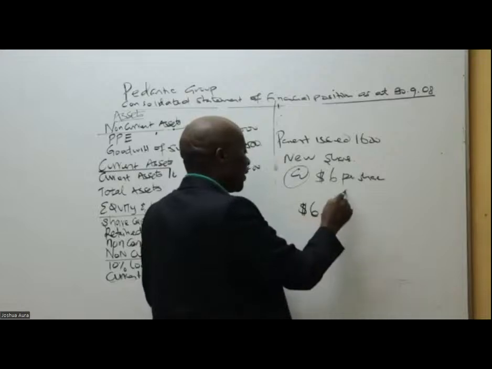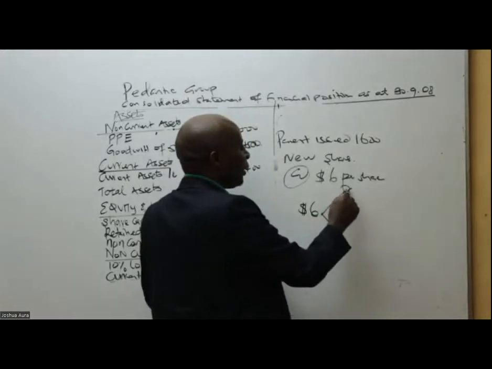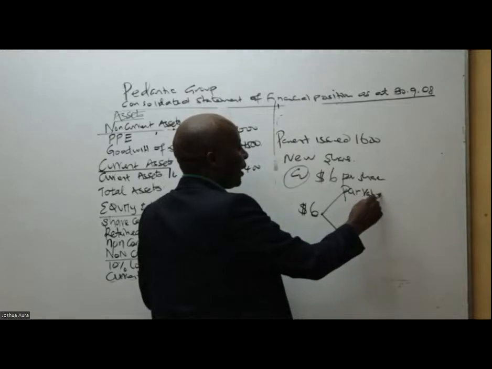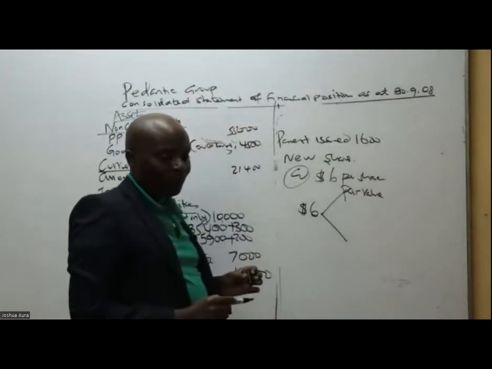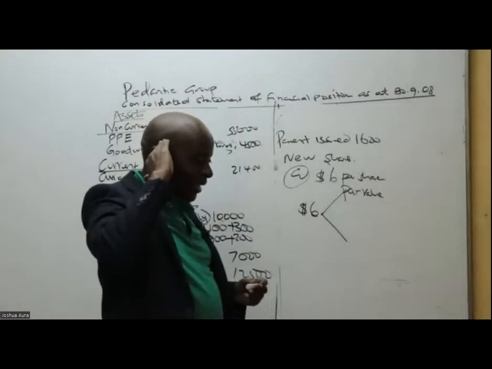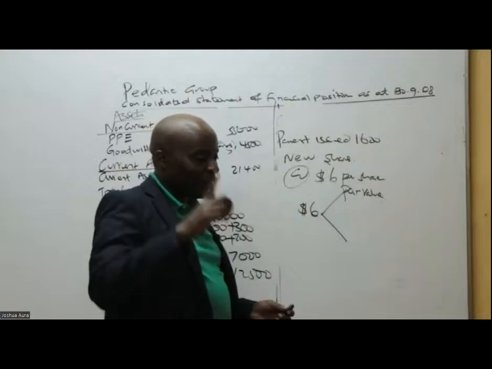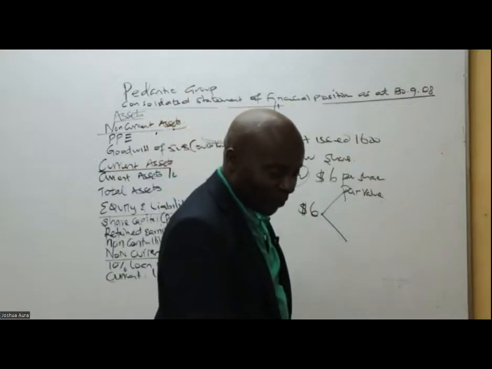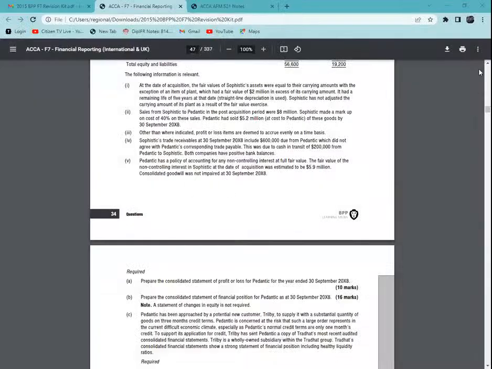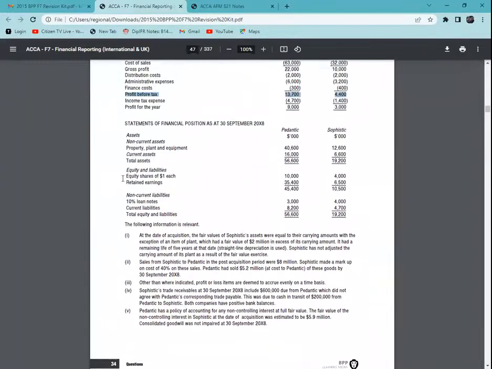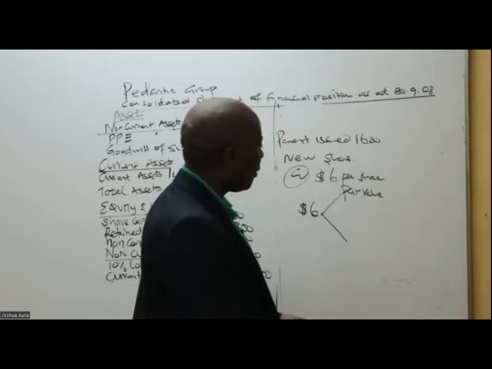The components of this $6, is there somebody who can see what the par value is? Anybody who can remember from our balance sheet what the par value is? It's 1. They told us from the balance sheet here that the par value is 1. Thank you.